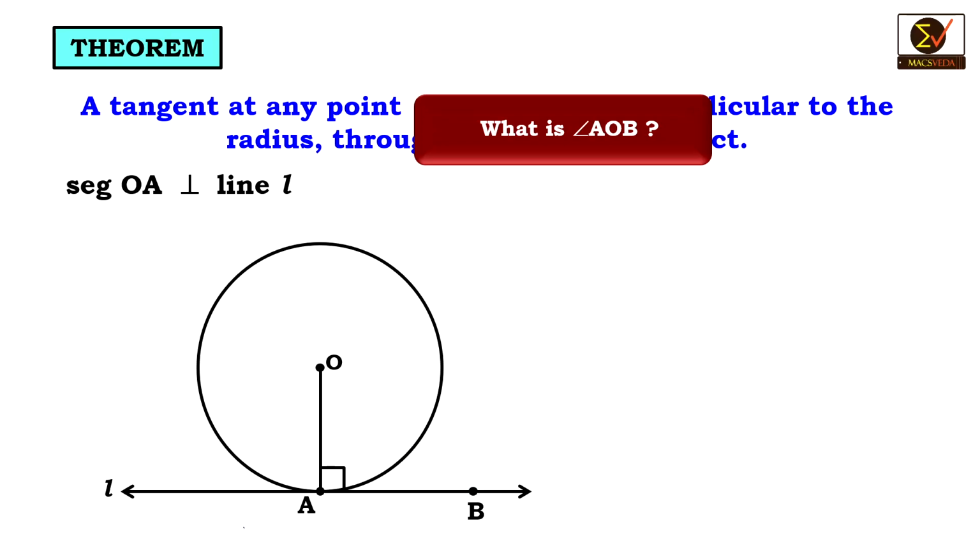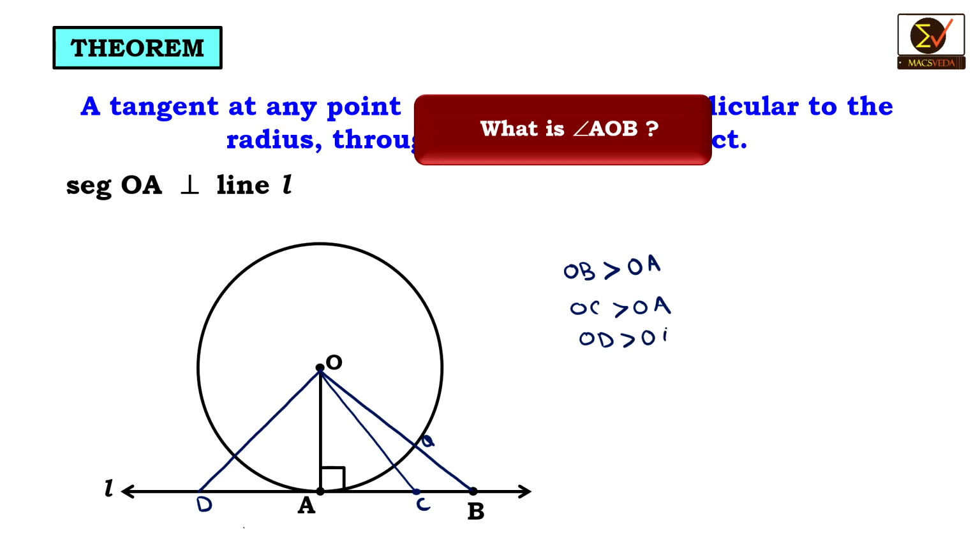Now let us consider this distance from O to B. Obviously OB is larger than OA because up to OQ it is radius, so OB is more than radius. Not only OB, you take any other point, say C, and the distance OC is also larger than OA. You take any other point, say D, and even OD is larger than OA.